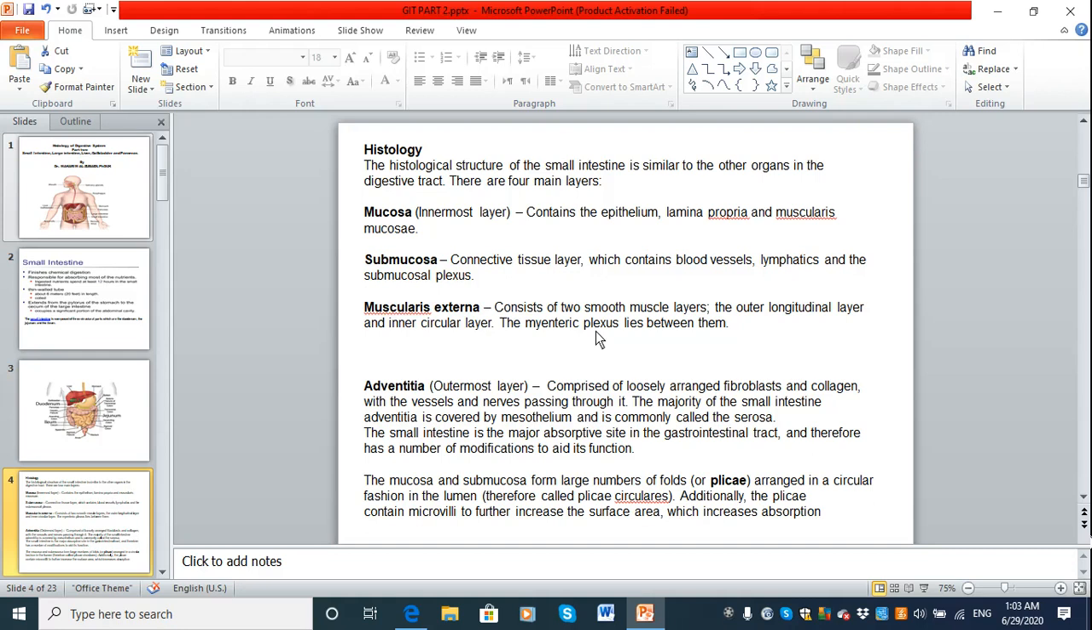Why do we need a large surface area? It's a proportional relationship. If you have a large surface area, then you have an increased absorption rate. All right, what does that mean? It means we need a large number of folds.